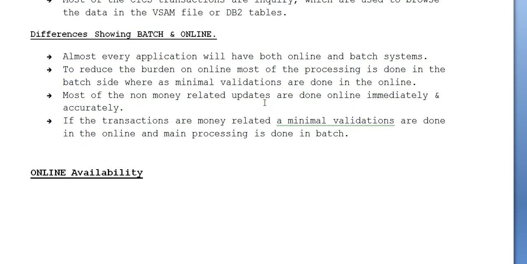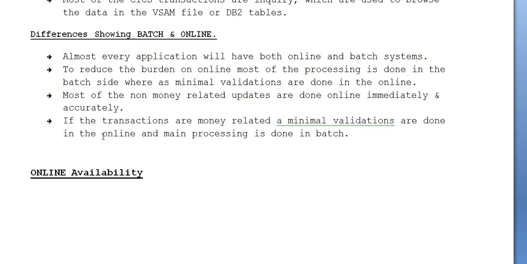Almost every application has both an online and a batch system. To reduce the burden on online, most of the processing is done on the batch side, whereas minimum validations are done in the online. Most of the non-money-related updates are done online immediately and accurately. If the transactions are money related, minimum validations are done online and the main processing is done in the batch.